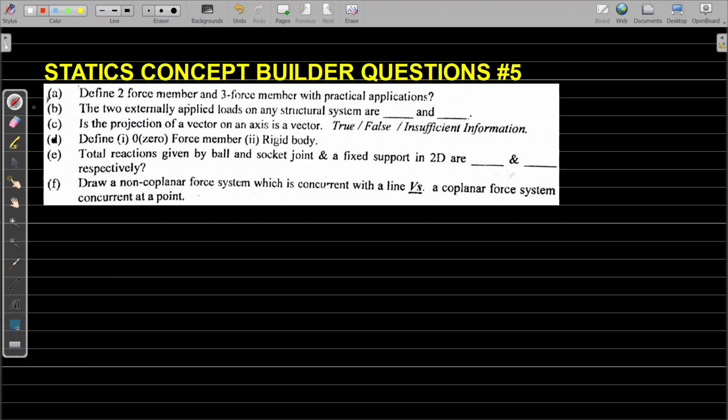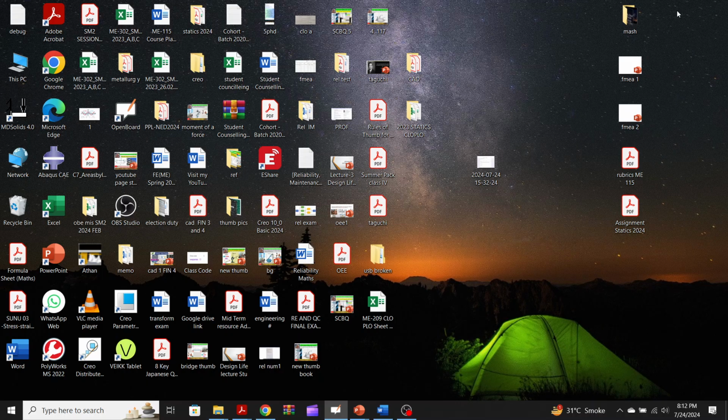The first question is telling us that you need to define two force members and three force members with some practical examples and applications where they are being used. In the previous statics concept videos I have already explained what a two force member is. You can go and see the explanation, and I have shown it practically with different curvilinear rods.